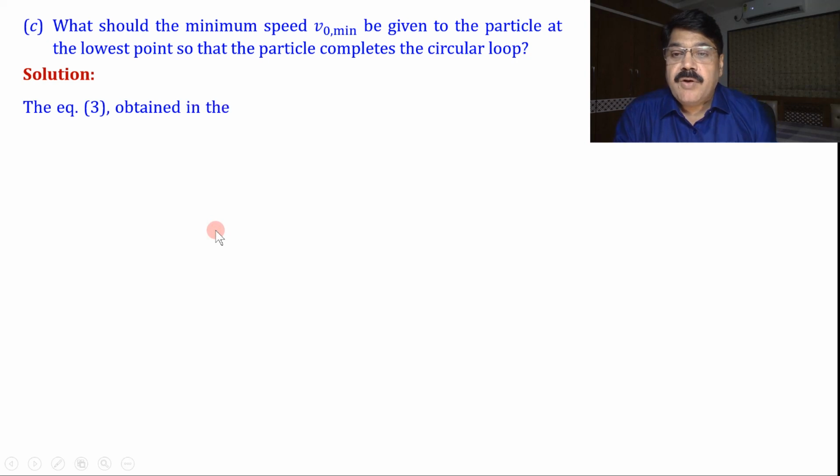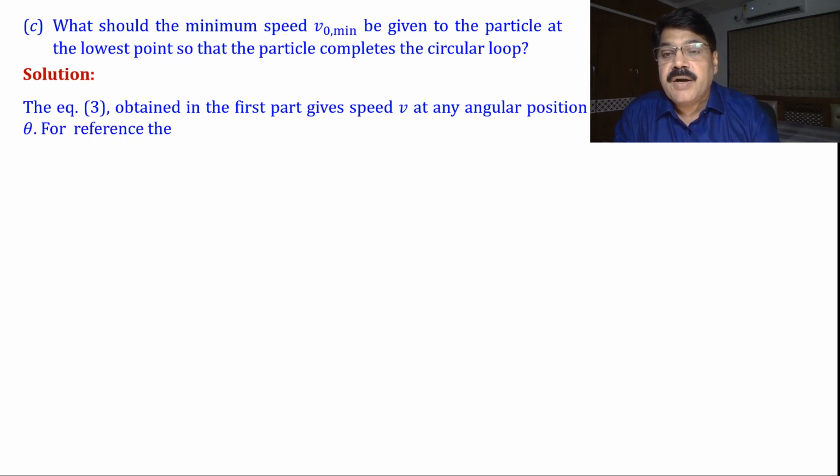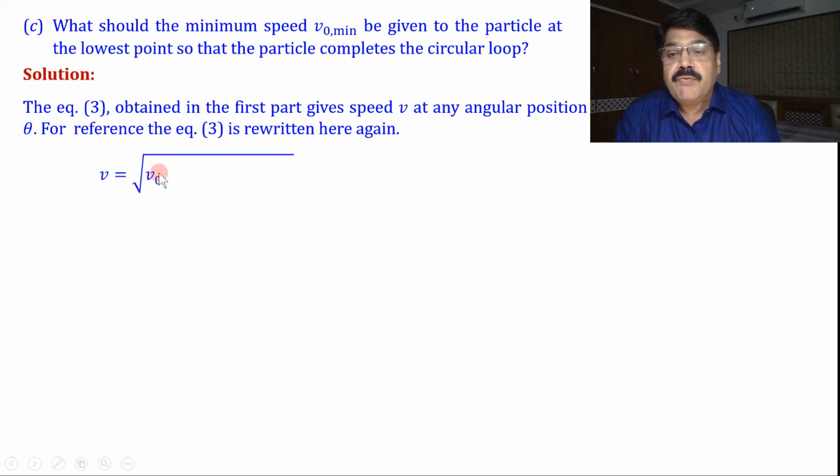The equation 3 obtained in the first part gives speed v at any angular position theta. For reference, equation 3 is rewritten here. Again, what is equation 3? v is equal to square root of v naught square minus 2gl(1 minus cos theta).